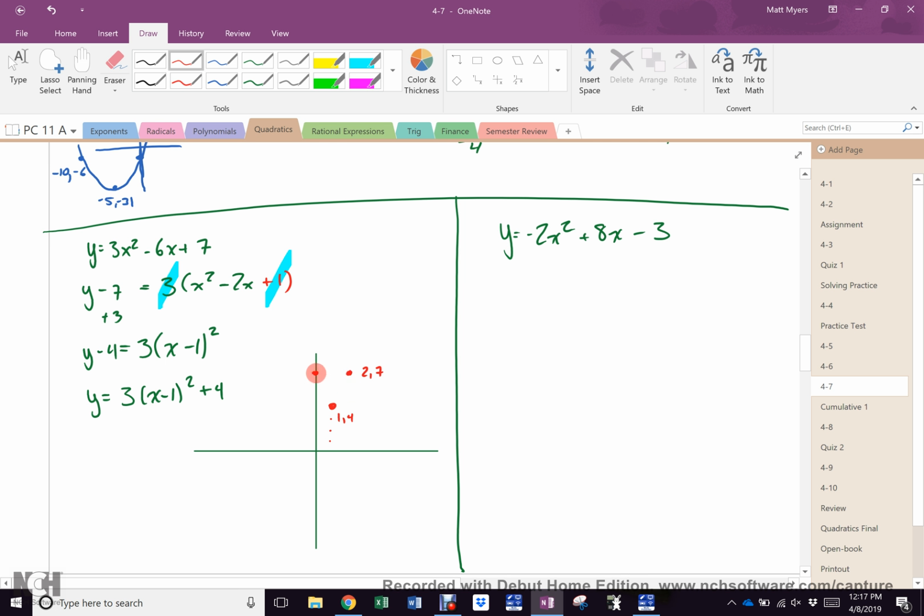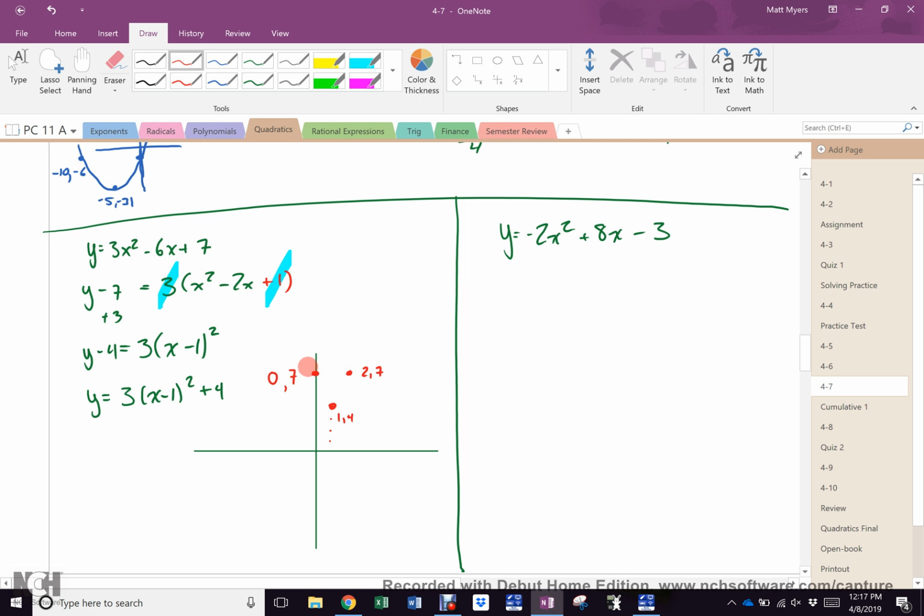What's its y value going to be? Its y value will be 7. And what's its x value? 0. Can I use that to check if I did it right? Sure I can. Because what's my y-intercept up here? 7. Was my y-intercept 7? So I must be graphing it correctly.